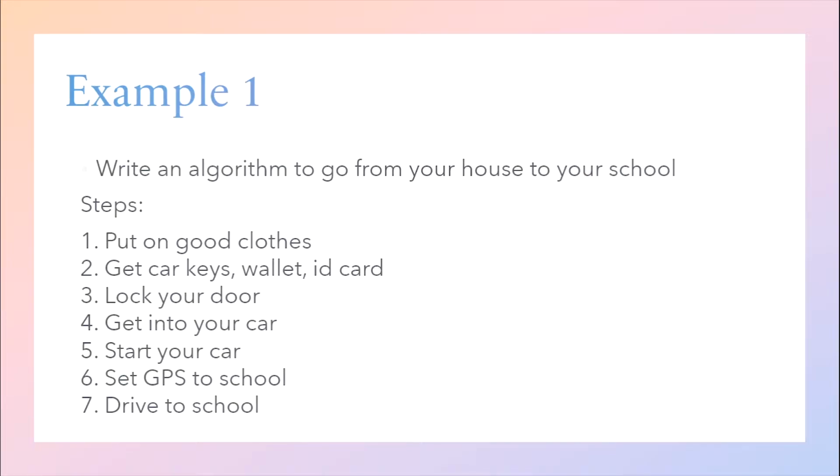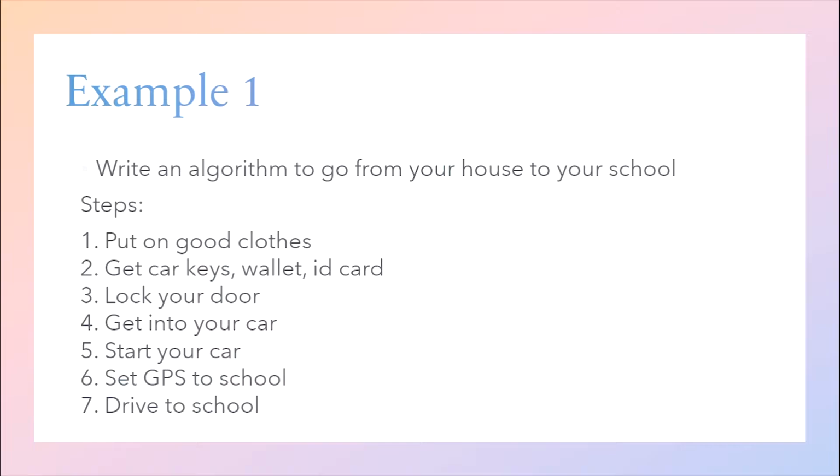Let's look at some specific examples. For this example, we're going to write an algorithm to go from our house to our school. For that, at first we need to put on good clothes. And then we need to get car keys, our wallet, and our ID card. And then we need to lock our house door. And then we need to get into our car. And then we need to start the car engine. And then we need to set the GPS to the school. And then we drive to school.